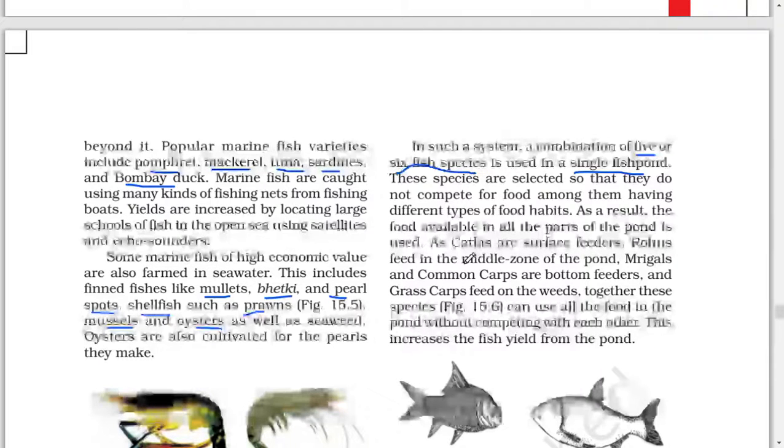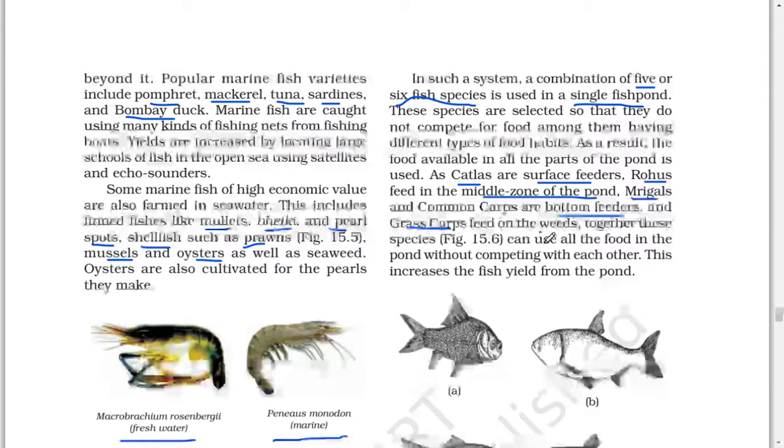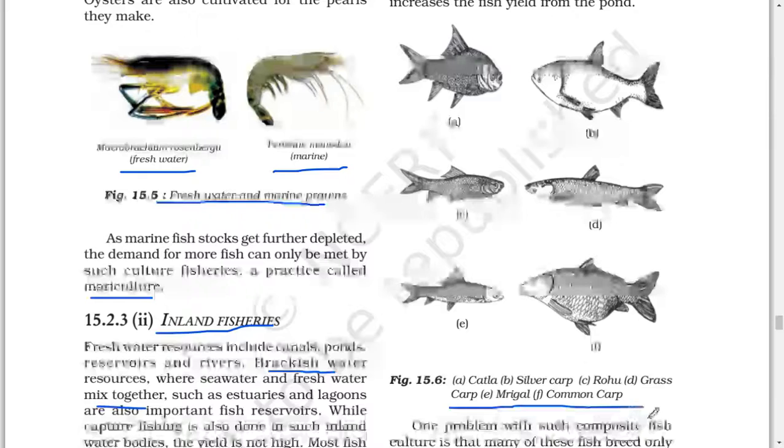Catla are surface feeders, rohu feed in the middle zone of the pond, and mrigal and common carp are bottom feeders, and grass carp feed on the weeds. Together, these species can use all the food in the pond without competing with each other. This increases the fish yield from the pond. A catla, B silver carp, C rohu, D grass carp, E mrigal, F common carp.